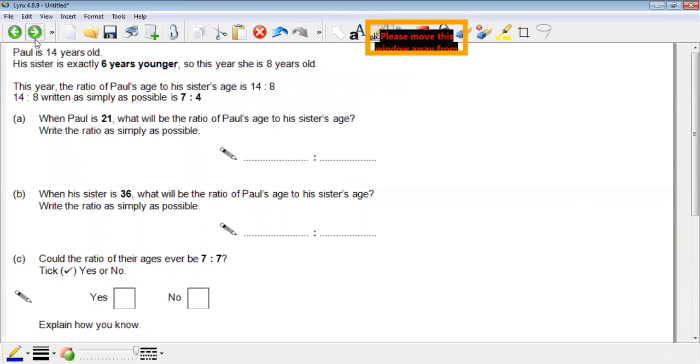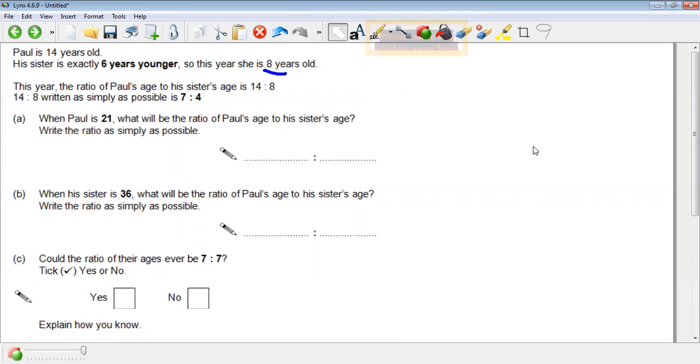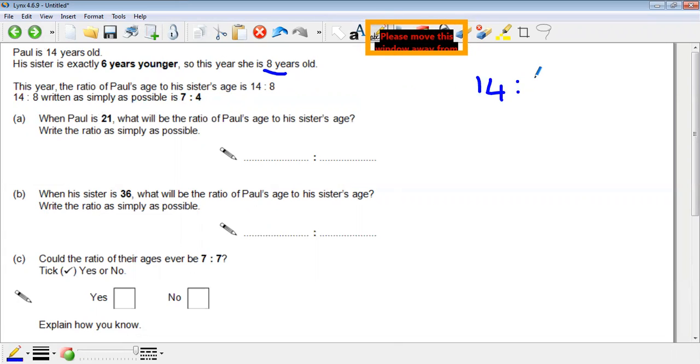And then this last one here, Paul is 14 years old. His sister is exactly 6 years younger, so therefore she's 8. This year, the ratio of Paul's age to his sister's age is 14 to 8. Written as simply as possible, this is 7 to 4. Now, when Paul is 21, what will be the ratio of Paul's age to his sister's?